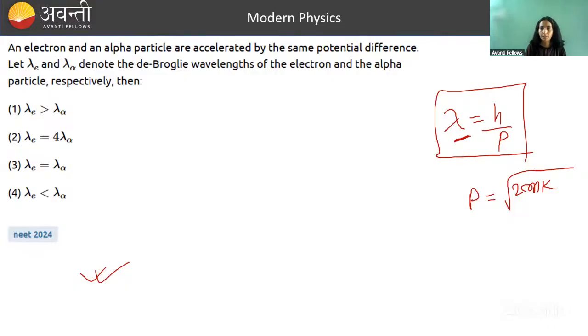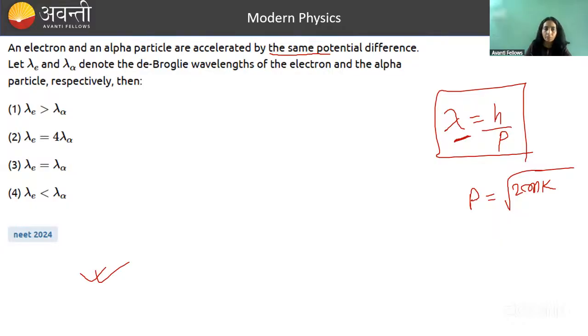So I will end the poll here so that I can make you understand if you're getting stuck. Okay, so what is the thing here? There is an electron and an alpha particle. They are accelerated by the same potential. Lambda e and lambda alpha denote the de Broglie wavelength of the electron and alpha particle, respectively. Then you have to find the relation between these two.